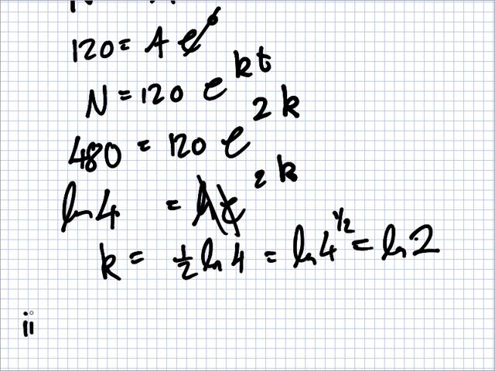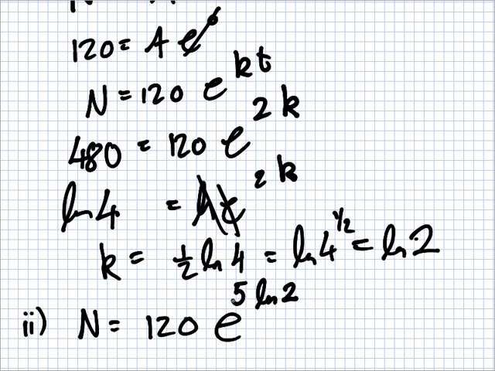So in part 2, you know now the N is 120, the k is log 2, and the t they want after 5 days, so the t is 5 there.